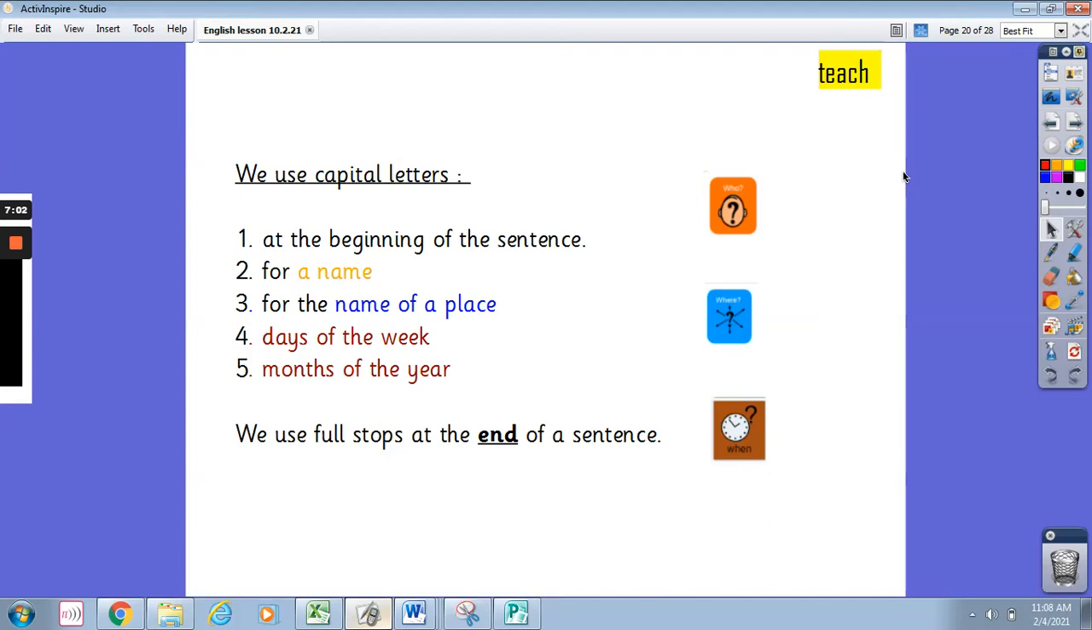Remember, we use capital letters at the beginning of a sentence, for a name, for the name of a place, for days of the week, for months of the year, and we always use full stops at the end of a sentence.